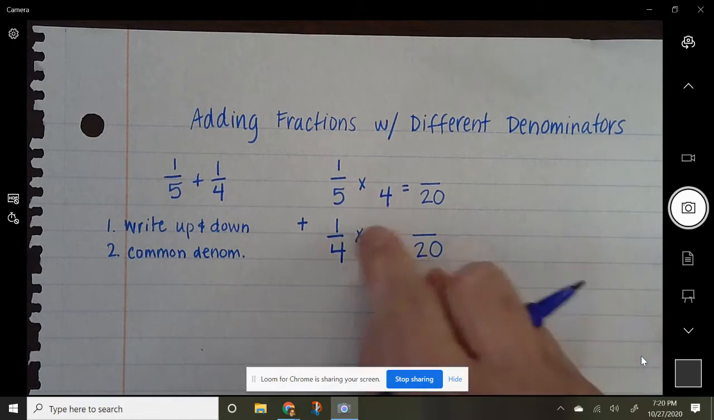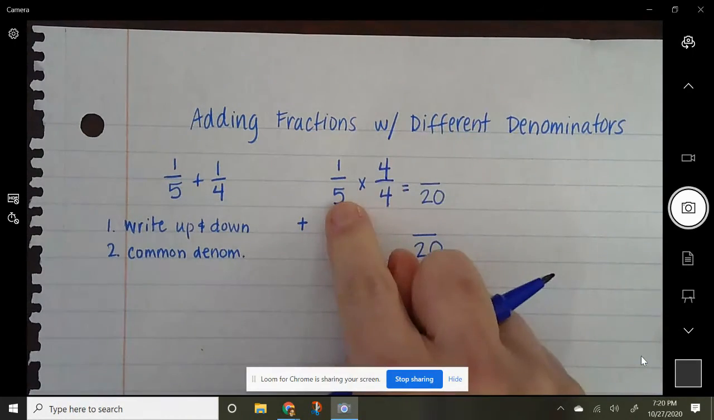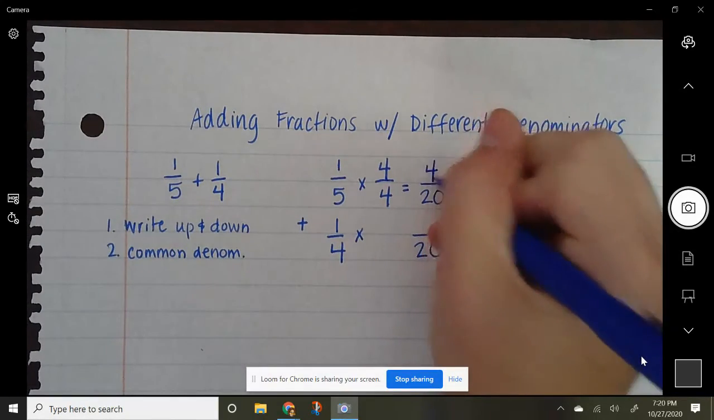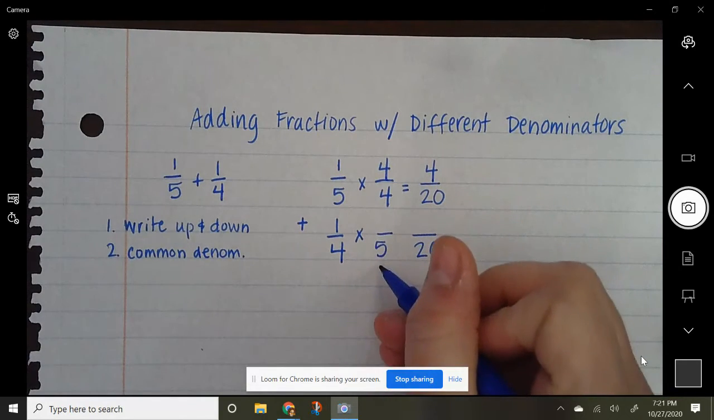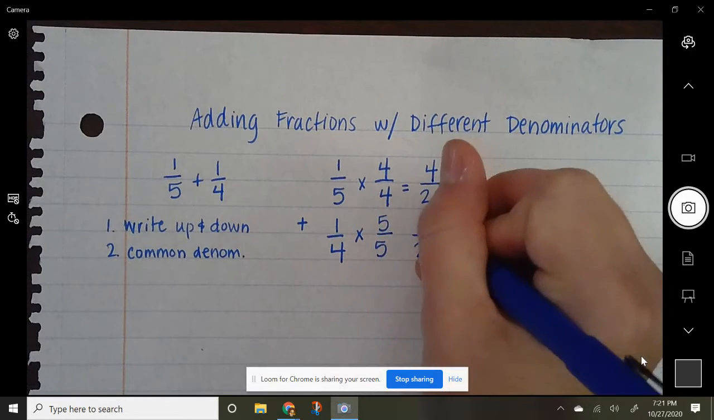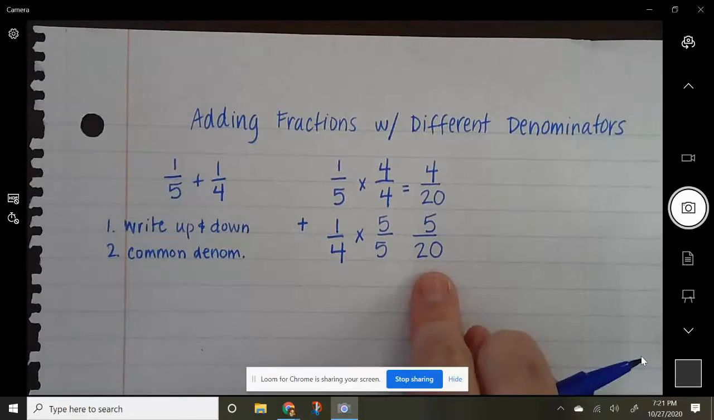But whatever I do to the bottom, I must do to the top. So I do 1 times 4, and I get a 4. Here I remember I have to do a 5. Whatever I do to the bottom, I must do to the top. 1 times 5 is 5. Okay, so I found the common denominator, which was 20.